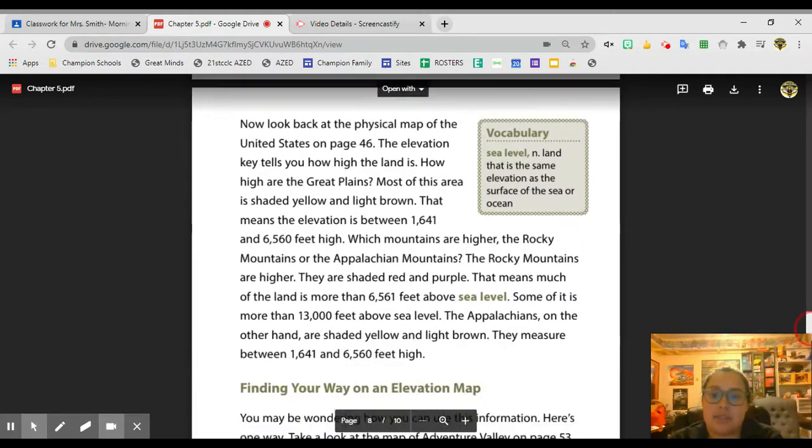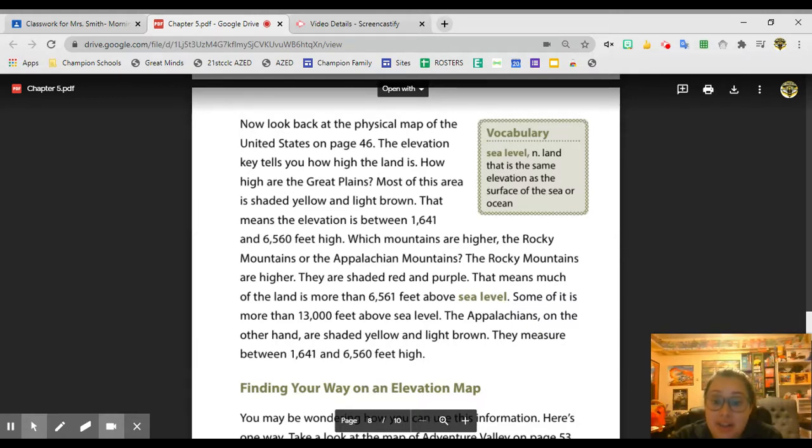Now back at the physical map of the United States on page 46. The elevation key tells you how high the land is. How high are the Great Plains? Most of this area is shaded yellow and light brown. That means the elevation is between 1,641 and 6,560 feet high.